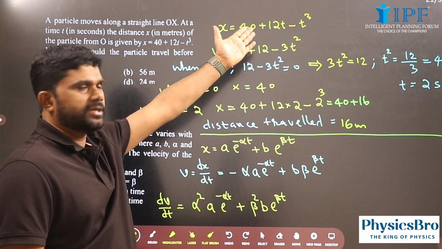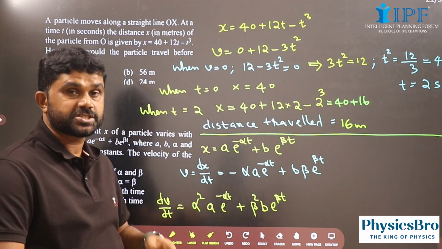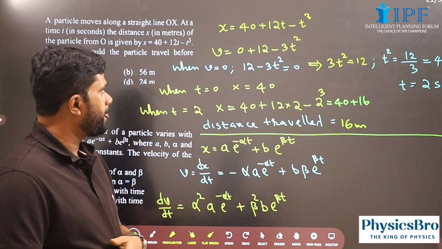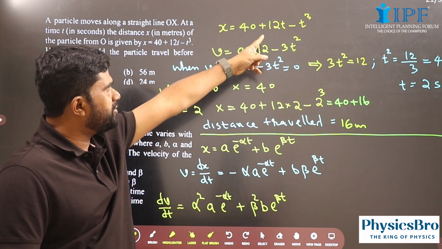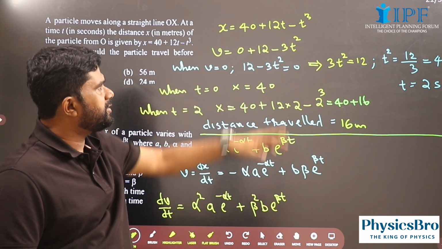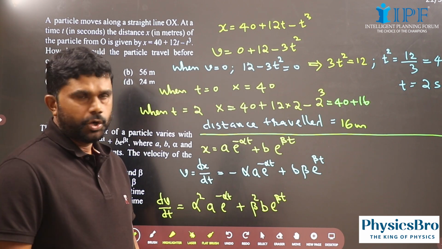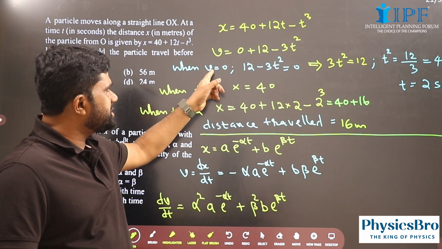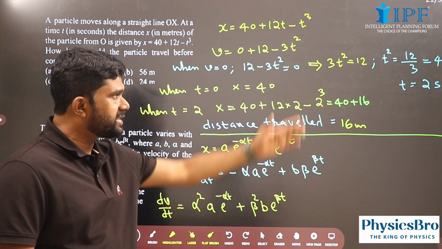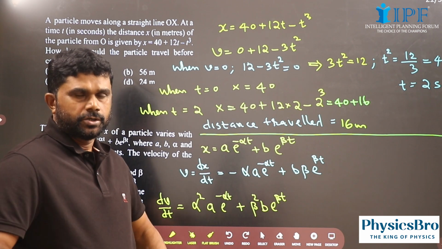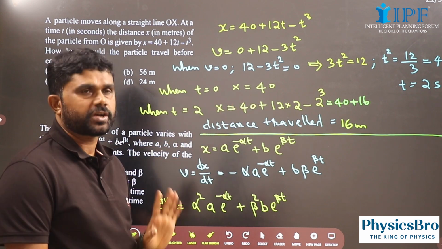See, position is given. If we differentiate it once with respect to time, you will get the expression for instantaneous velocity. So 40 being a constant, its differential is 0, and differential of 12t is 12, and differential of minus t cube will be minus 3t square. When velocity equal to 0, put 12 minus 3t square equal to 0, and you will get t equal to 2 seconds.